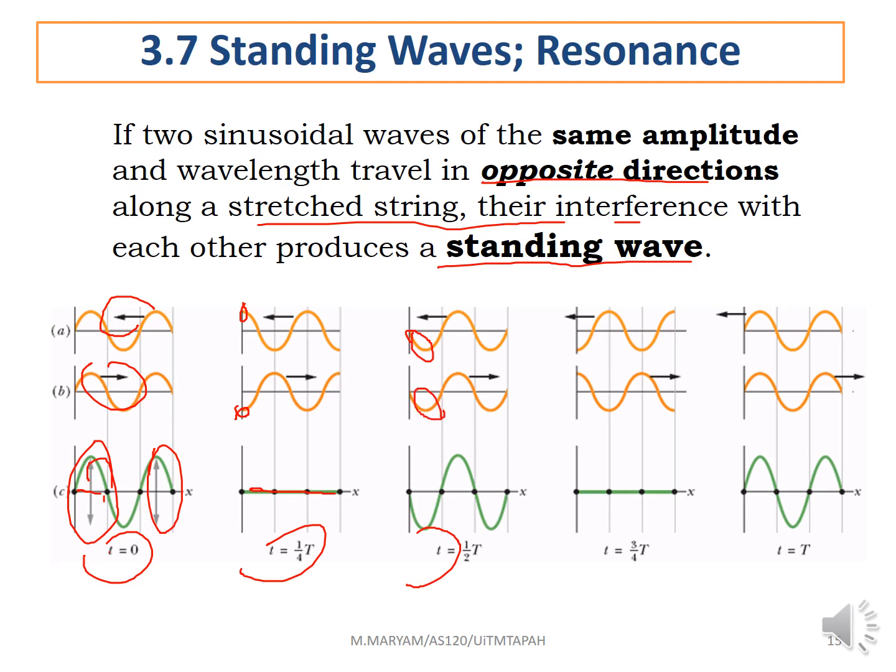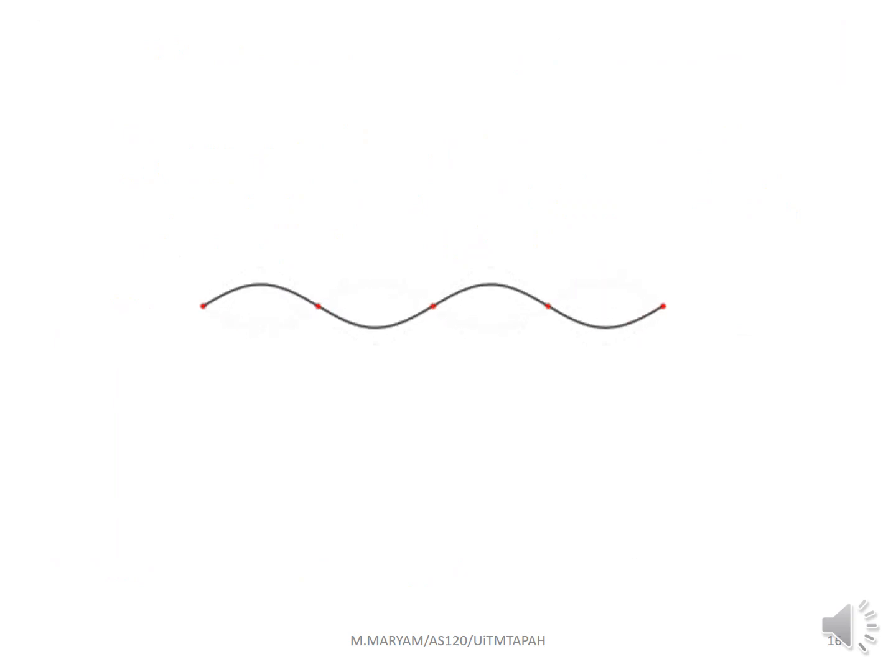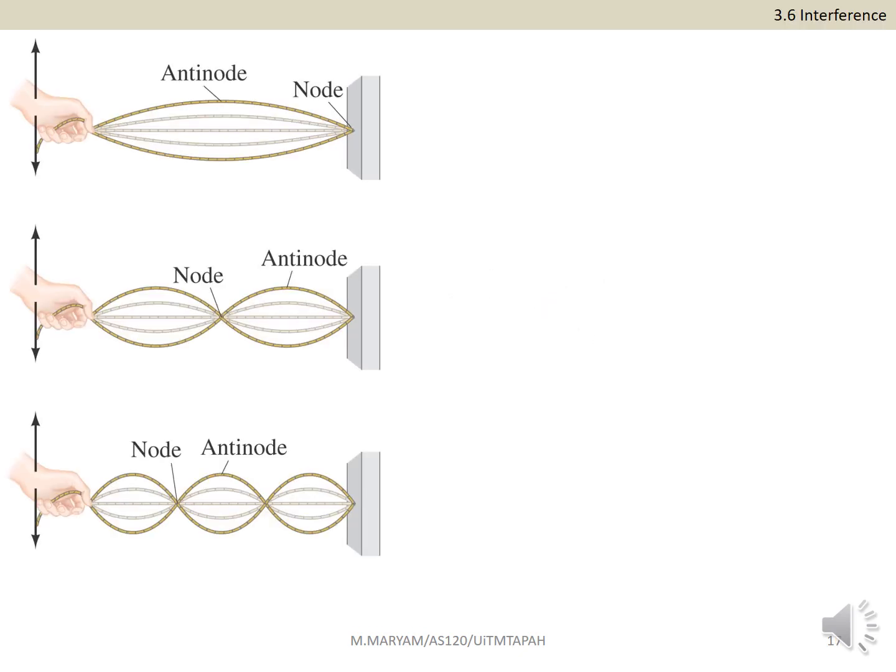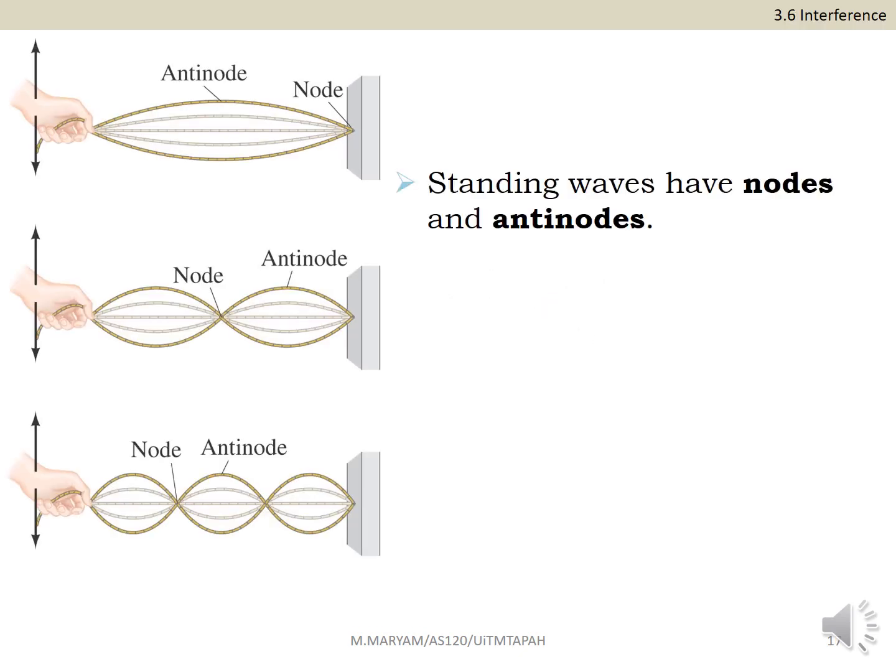The third one, when a crest meets a crest and a trough meets a trough, it will produce this, as you can see in the figure here. Two waves traveling with the same amplitude but in opposite directions will produce that. So a standing wave has nodes and antinodes, as you can see in the figure. This one is a node, this one is an antinode.